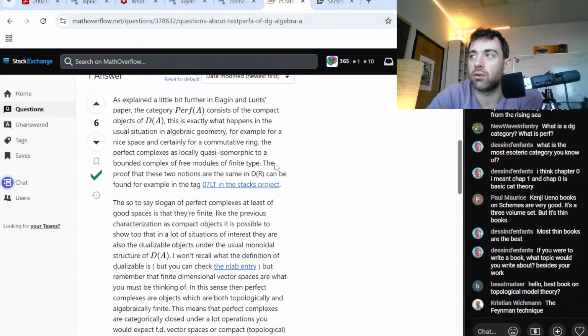What else would I write a book about? There's a lot of math I could imagine myself trying to write a book about. Best book on topological model theory? I have no idea what topological model theory even is. I guess it's a part of model theory. Sorry, unfortunately I don't have a recommendation for you there.